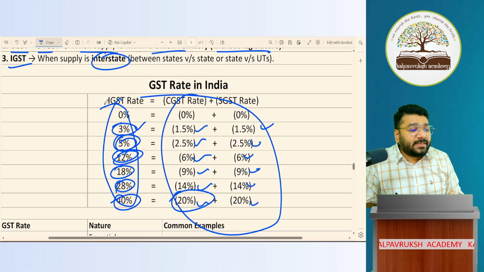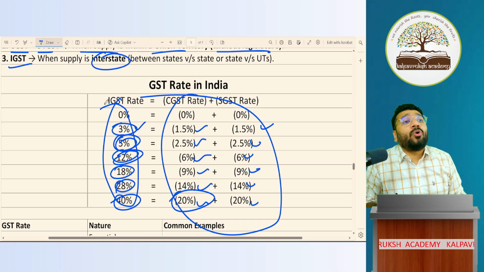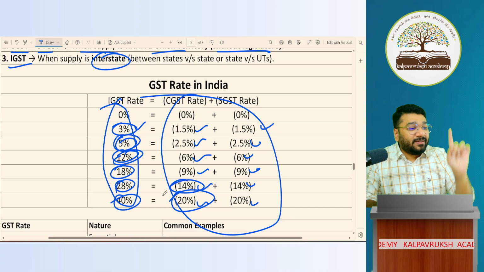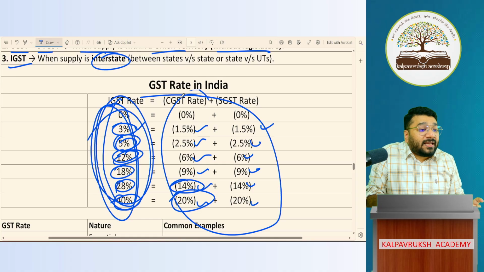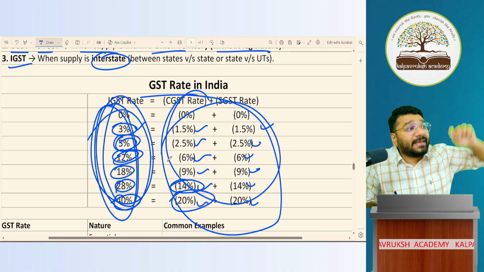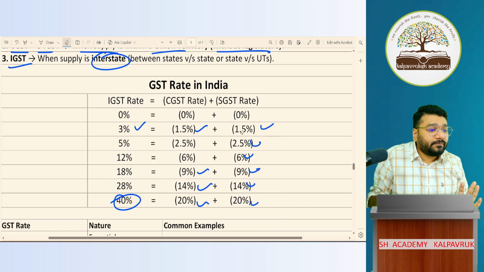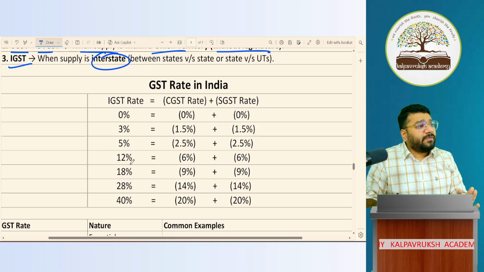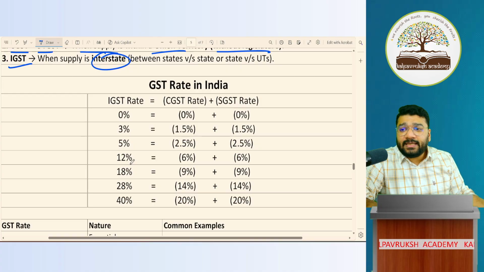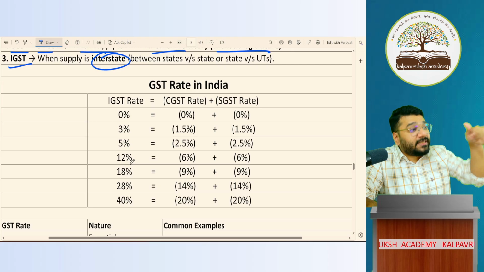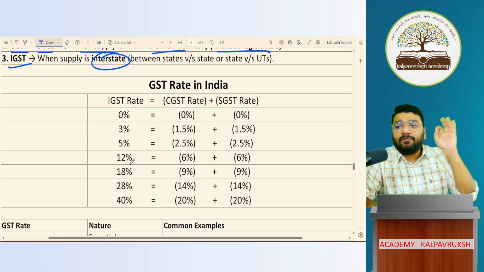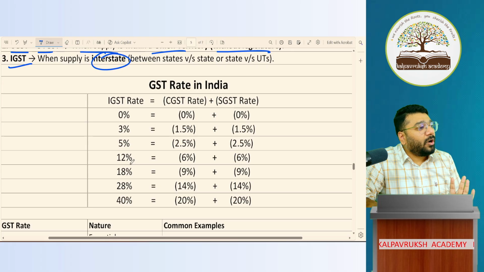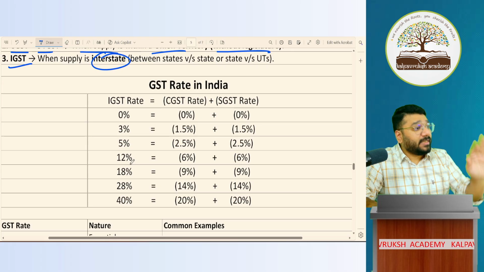So if they ask you true or false that 20% is a GST rate: false. 14% is a GST rate, true or false? No, it's not a GST rate. These are the prescribed GST rates, and these are just the split ups, a mathematical split up. Now if they ask you, if the GST rate is 28%, how much is the CGST portion, then you can say 14%. If they say 14% is the CGST rate out of 28%, true or false? True. Got it? They will mention it.